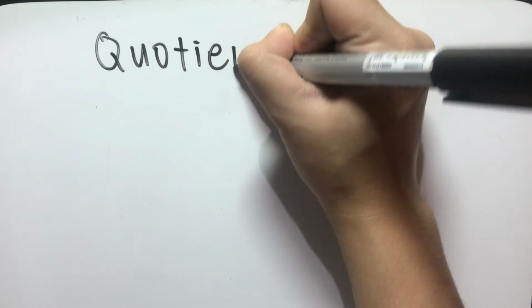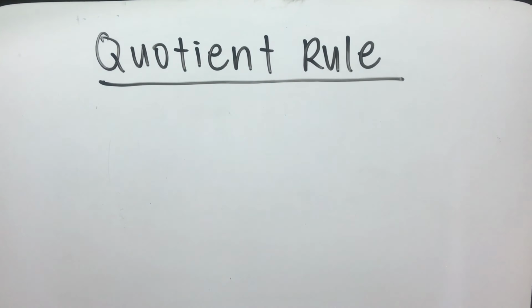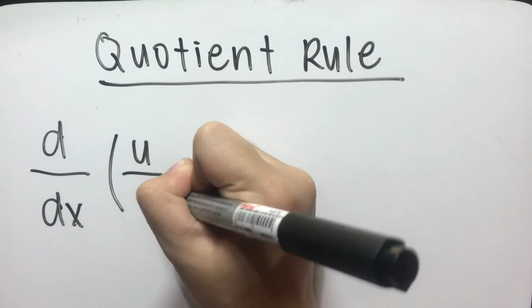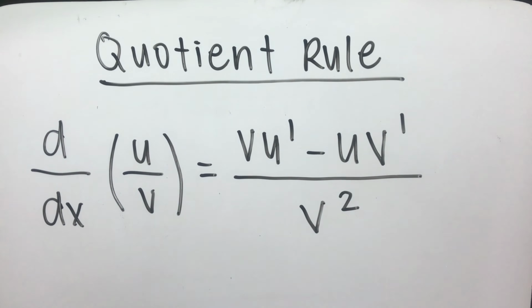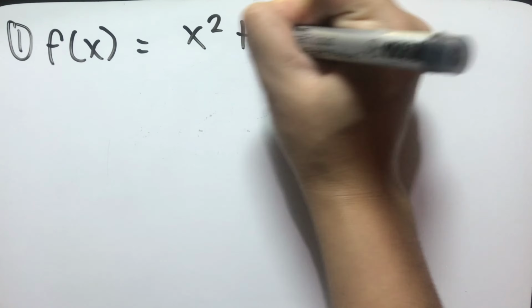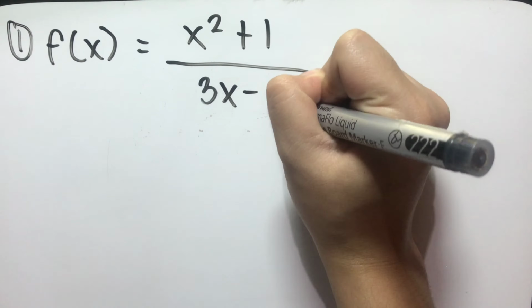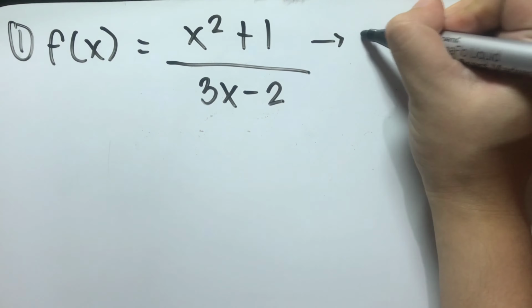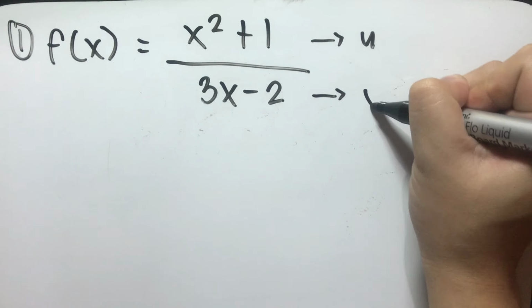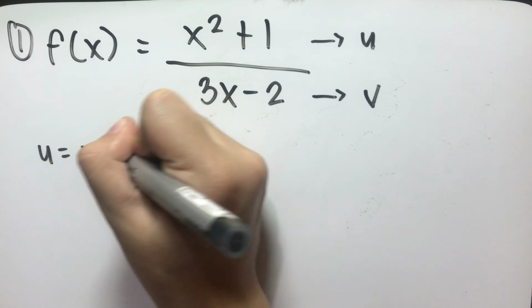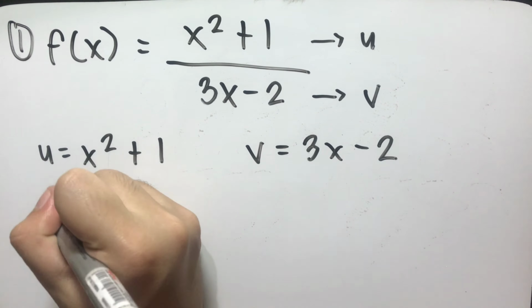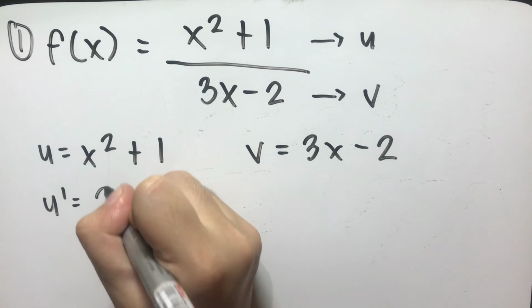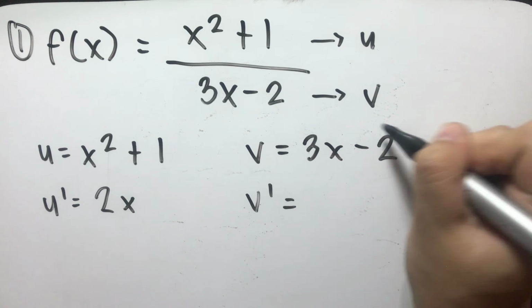Our last rule is the quotient rule, where the derivative of u over v is equal to vu prime minus uv prime all over v squared. For example, f of x is equal to x squared plus 1 all over 3x minus 2. We represent the numerator as u and the denominator as v. So u is equal to x squared plus 1 and v is equal to 3x minus 2. And u prime is equal to the derivative of this, which is 2x, and v prime is equal to the derivative of this, which is 3.